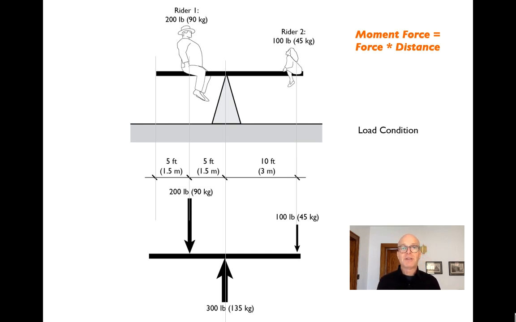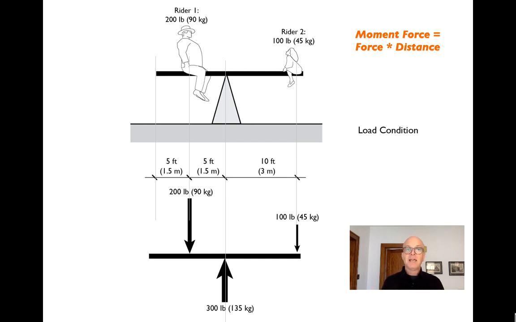We have to think about not only how much each of those riders weigh, but where they are in relation to the fulcrum. Think about it like a wrench. If you have a very, very short wrench, you have less leverage over the bolt that you're trying to undo. If you have a very, very long wrench, you have a lot more leverage. So what's going on in this situation? Well, we have two very different loads. One is twice as big as the other.